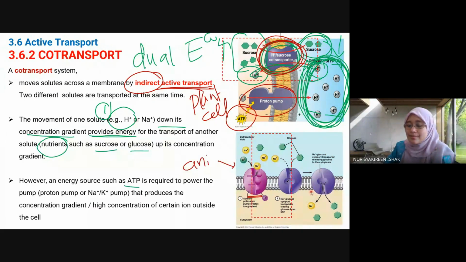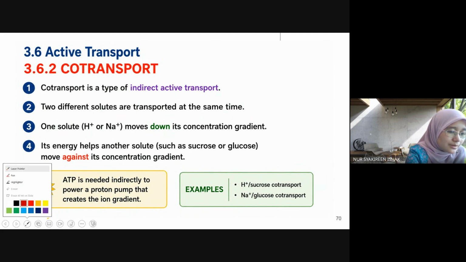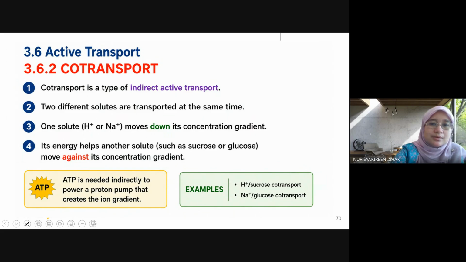Okay, let's look at the process, kan. So from here it leads to this slide here. If you have questions after this, okay. Co-transport is a system of indirect active transport. So for plant, it involves the proton pump.